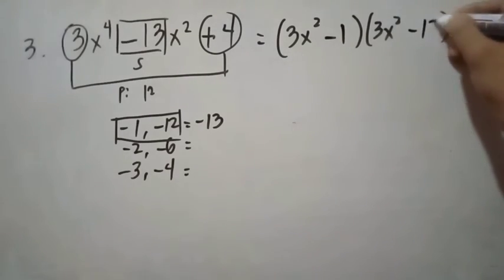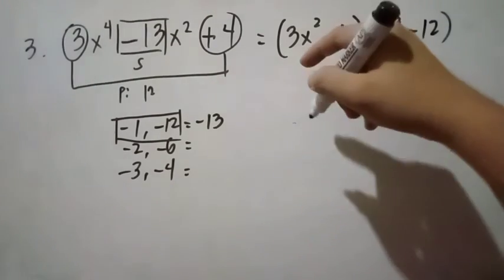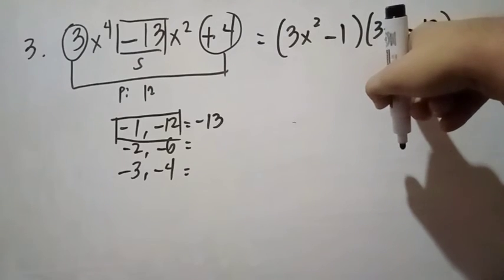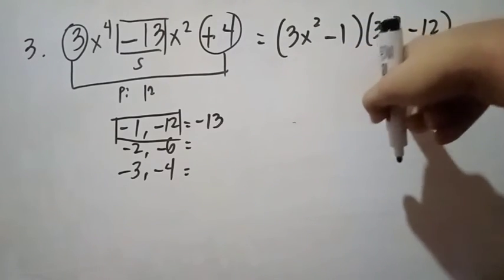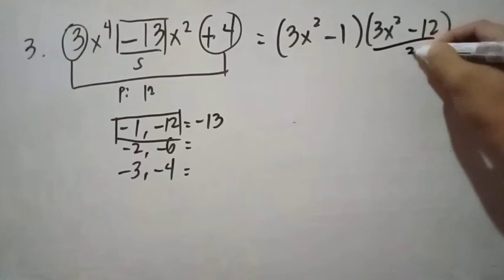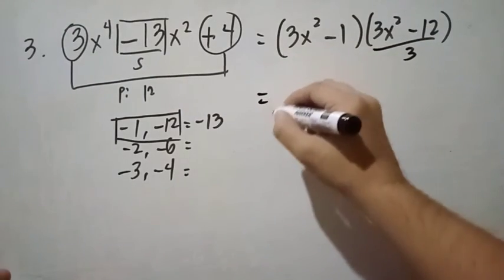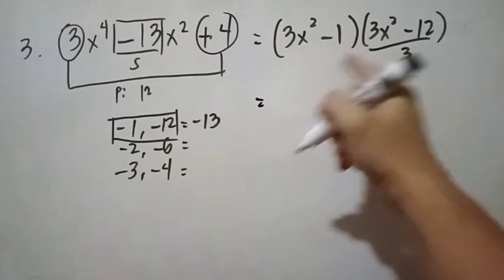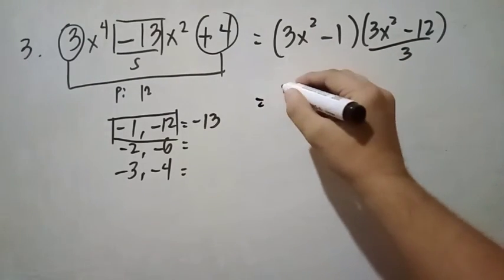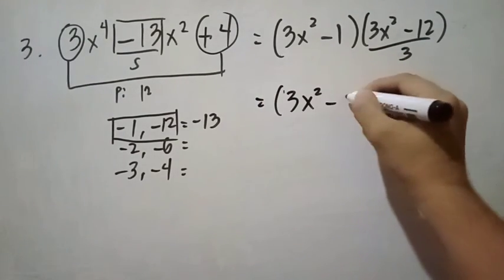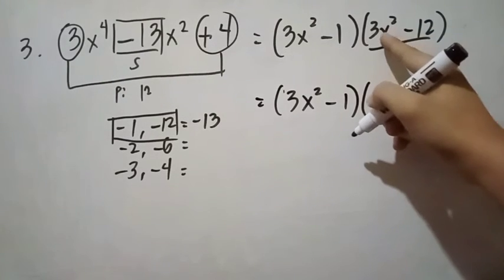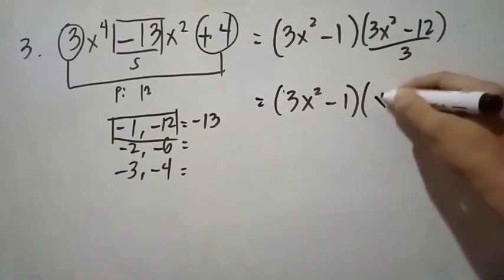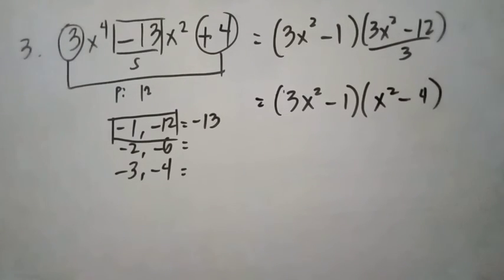-1 and -12. Tapos, i-divide natin sa common factors. No? So, dito wala. Dito naman meron. Which is 3. 'Di ba? Then tapos, ayan, divide na natin. Ito lang madi-divide, no? So we have 3x squared minus 1. Then ito, 3x squared minus 12 divided by 3. So magiging x squared minus 4.